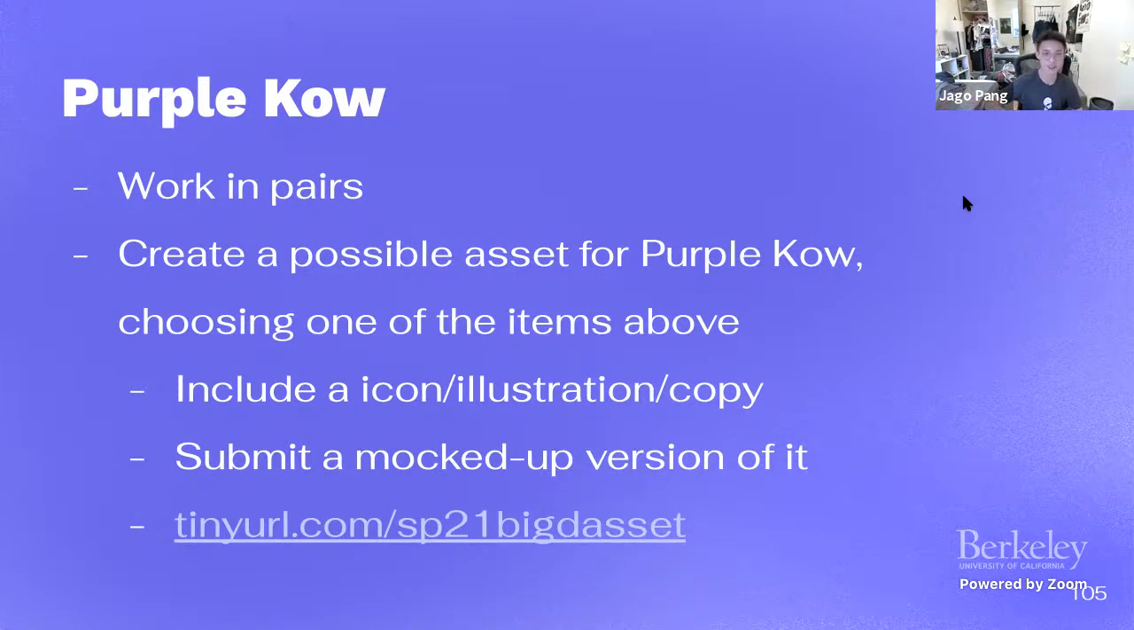Basically, just choose one of the items that we share with you, and then include an illustration, icon, or copy, and then just submit a mockup. We're going to put you in breakout rooms randomly, and then just submit it to the big D asset. I'm going to put the thing here. Let me just make breakout rooms.